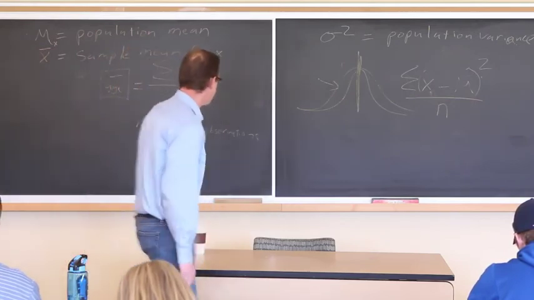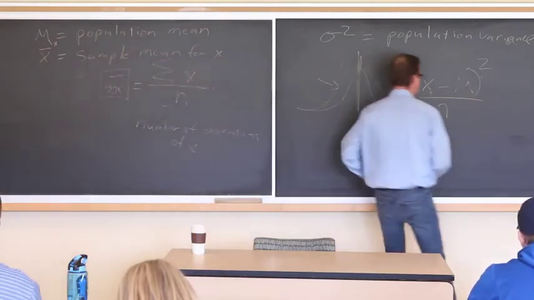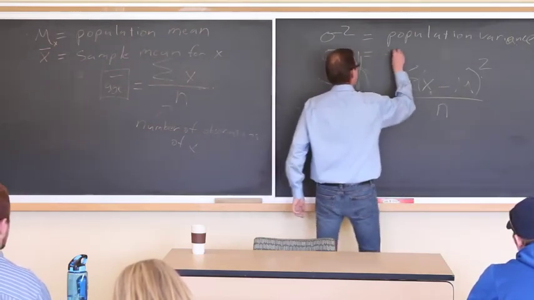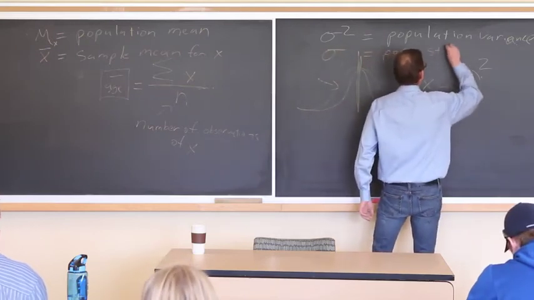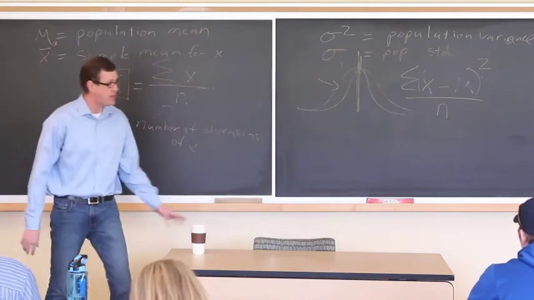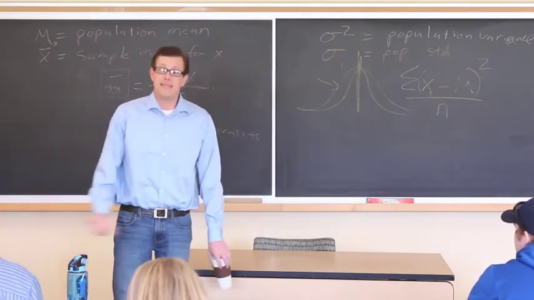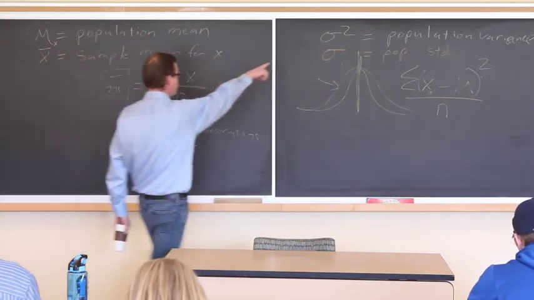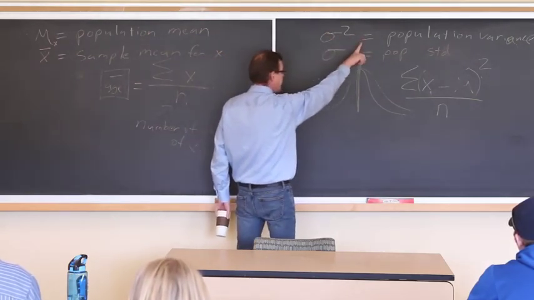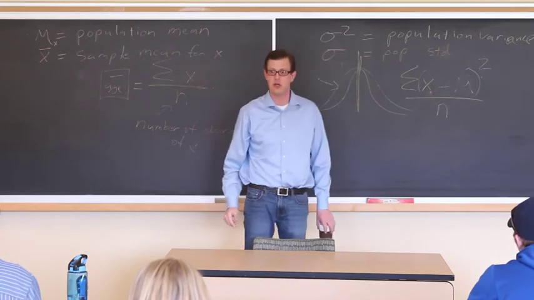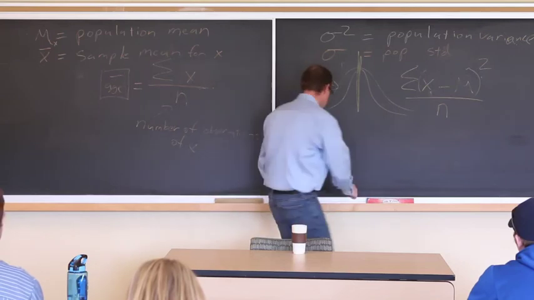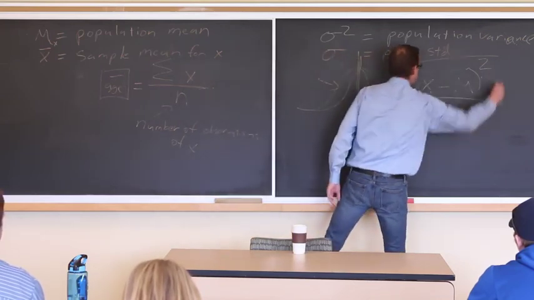If we want to get the population standard deviation, I'm going to write right here, population STD, standard deviation. If you notice, the population variance is a sigma, that's the Greek letter sigma. So sigma squared is the variance, but just sigma is the standard deviation. So if this is the variance, how do I get standard deviation? Yes, that's exactly right. Just take the square root of that.